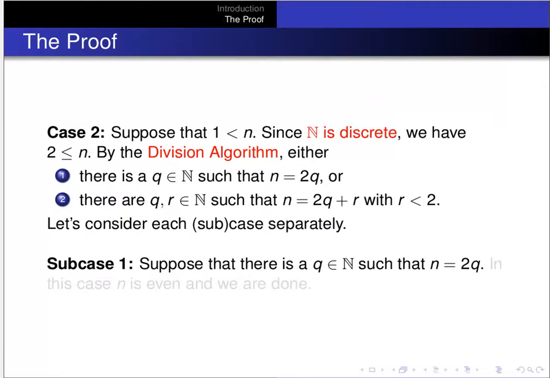Let's look at the first case where 2 evenly divides n. So there's a natural number q so that n is equal to 2 times q. Well, this case is easy too. That exactly means that n is even, so we're done with that case.